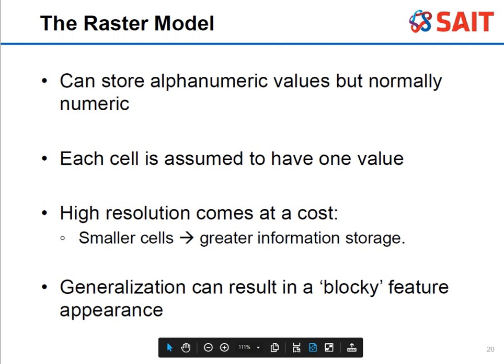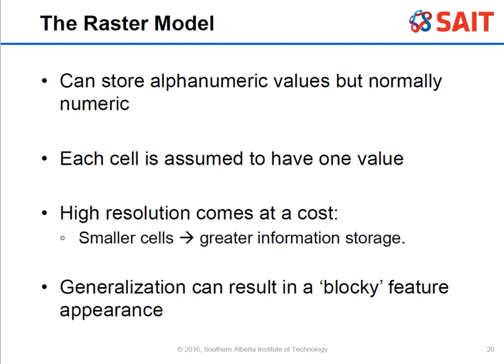So every pixel can store a value, and it could be either alphanumeric or numeric. It would generally be numeric, because we usually use it to represent some sort of mathematical value. And again, it only has one value.